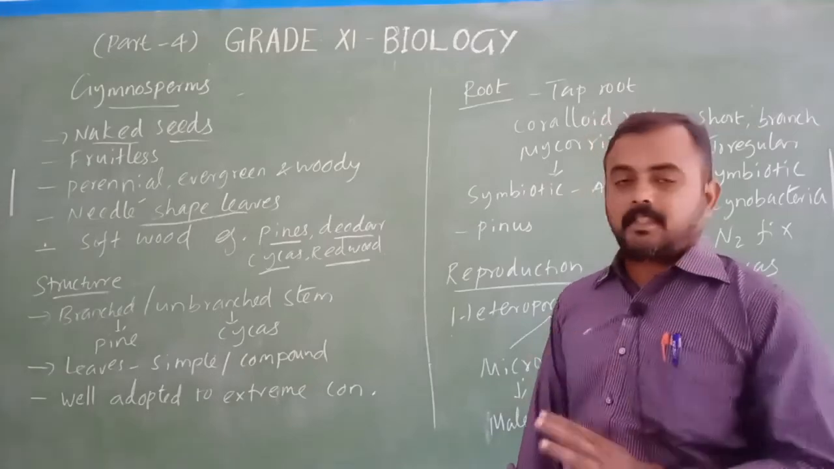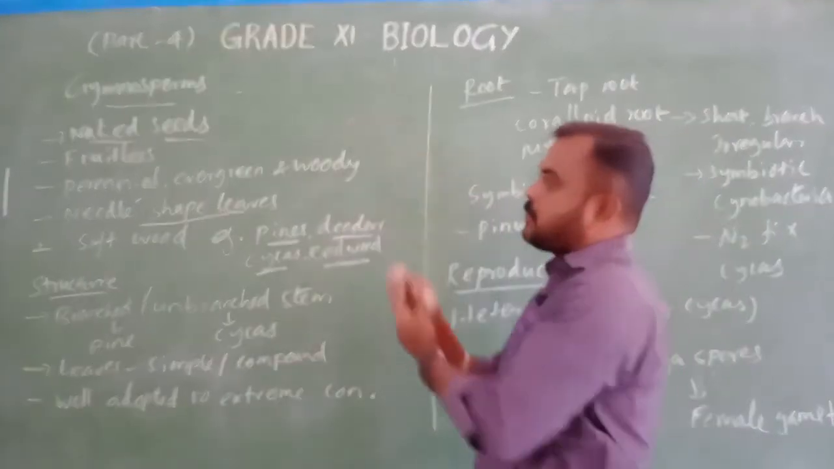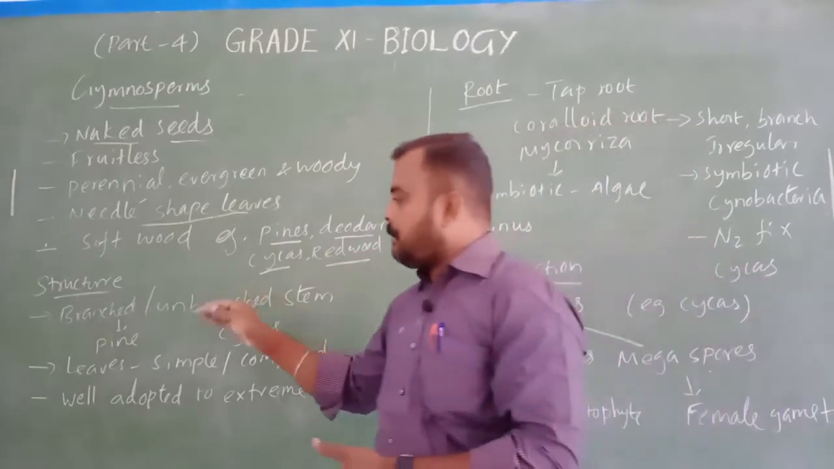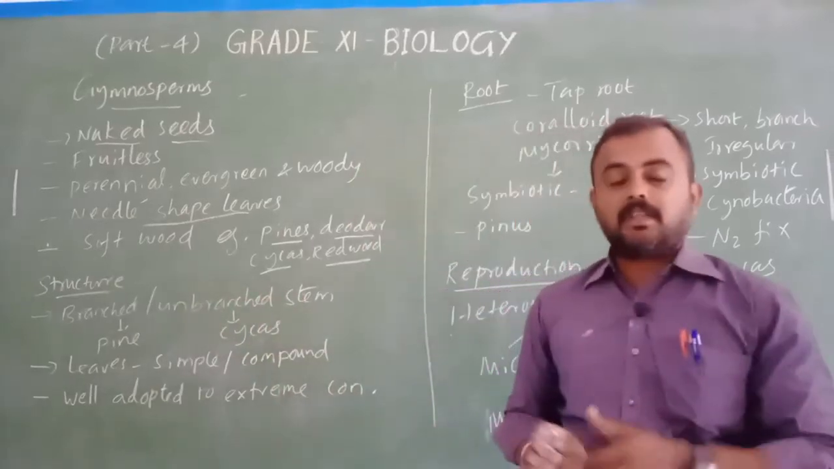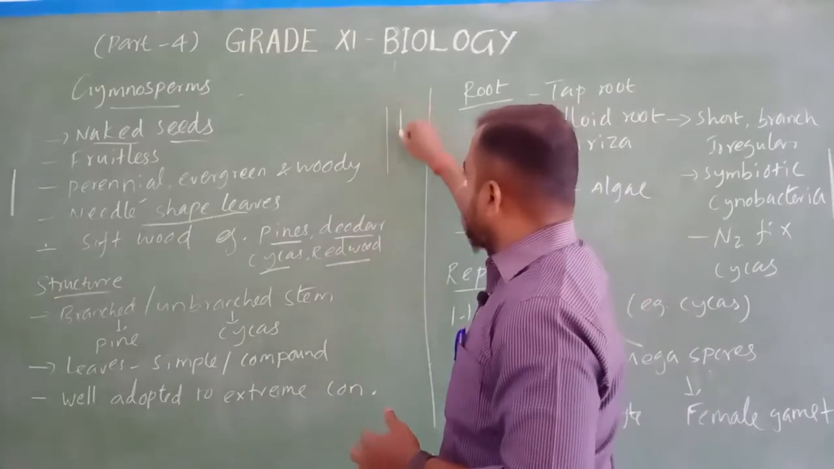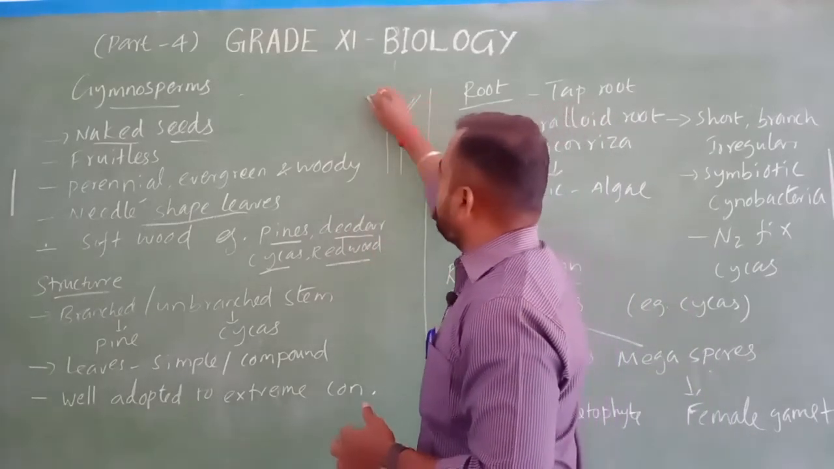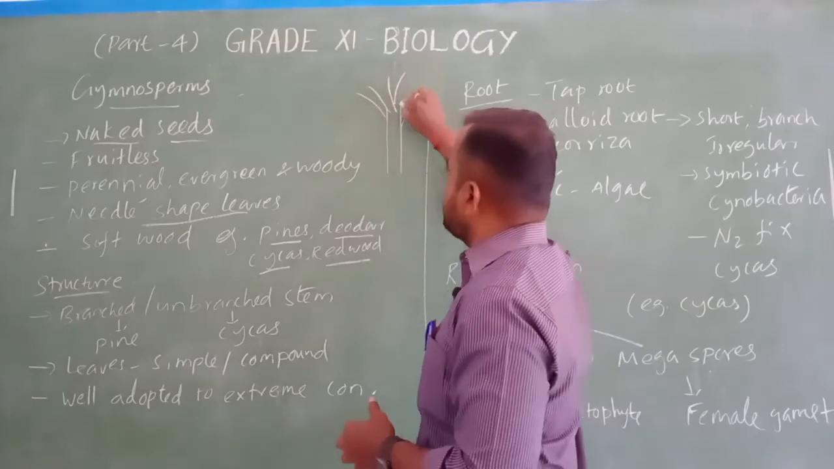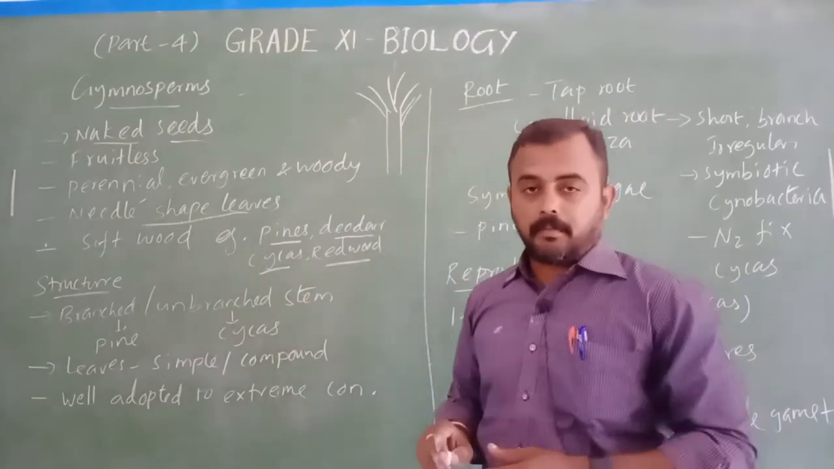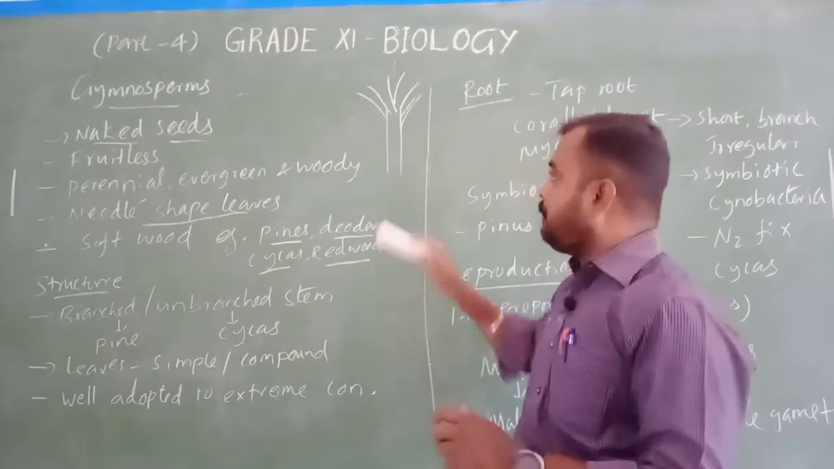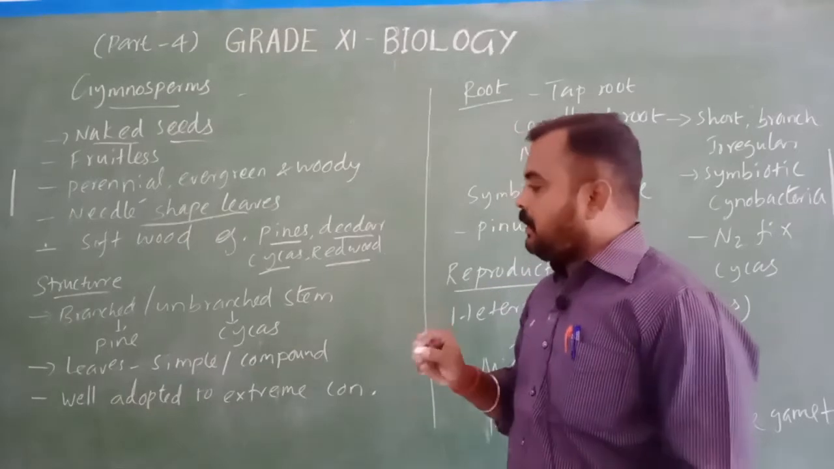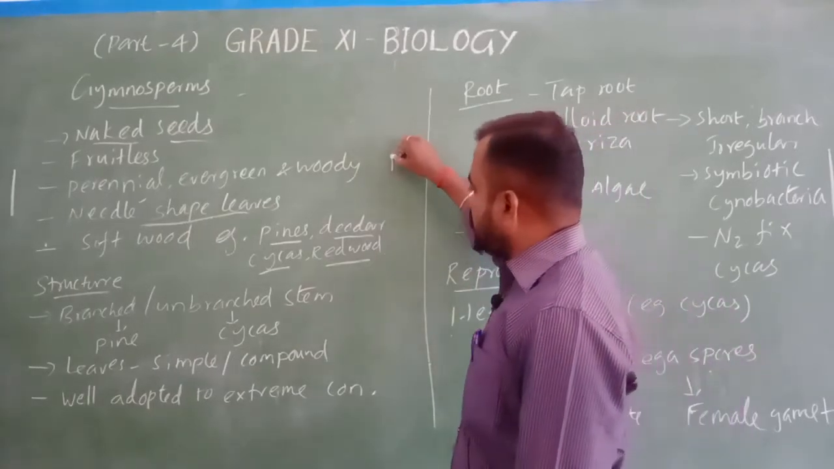Then about the structure, the general characteristics of gymnosperms. The stem may be branched or unbranched. If you take a neem tree, the main stem is there, then we have many branches. That is branched. For example, I am saying neem tree. But here we are talking about pine, which possesses different branches.